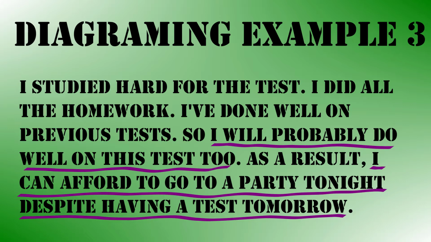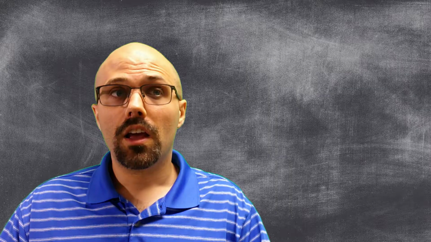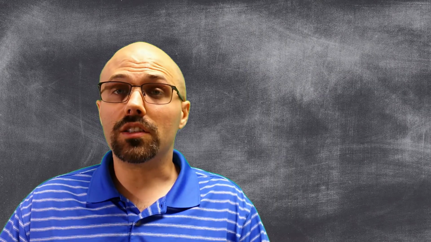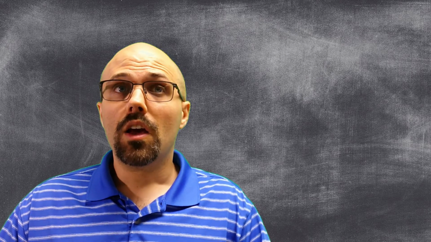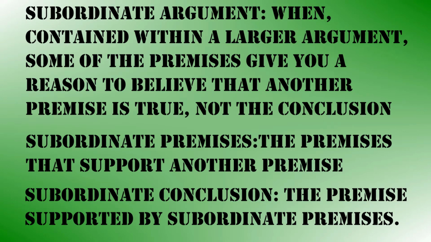If I have reason to believe that I'll do well in the test, that gives me a reason to believe that I can go to the party tonight. So in this case, what we're looking at is called an argument that contains subordinate arguments within it. A subordinate argument is where an argument has premises that give support not just to the conclusion, but some of the premises also give us reasons to believe that other premises are true.